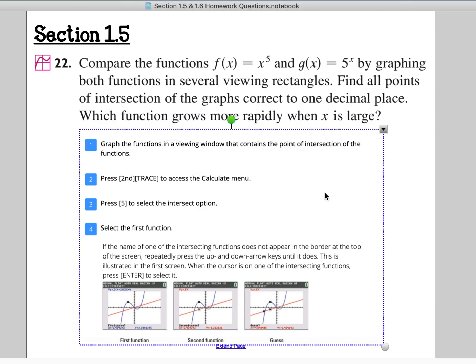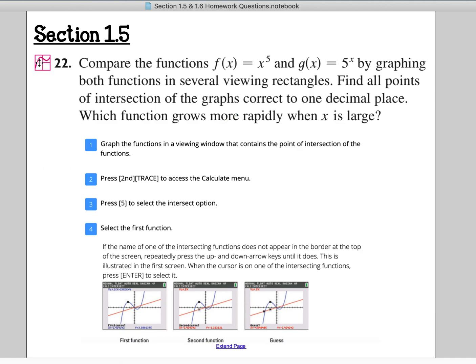All right, for number 22, it says compare the functions f of x equals x to the fifth and g of x equals 5 to the x by graphing both functions in several viewing rectangles. Find all points of intersection of the graph correct to one decimal place. That says which function grows more rapidly when x is large. The first thing I want to point out is you guys should see this little graphing calculator symbol off to the side of 22. That means they want you to use your graphing calculator.